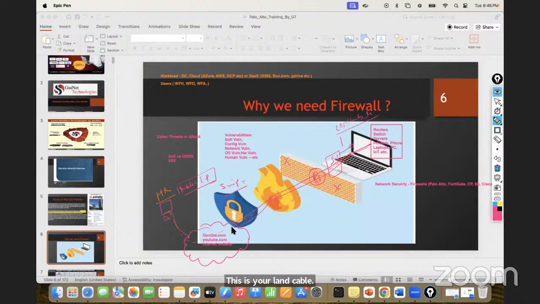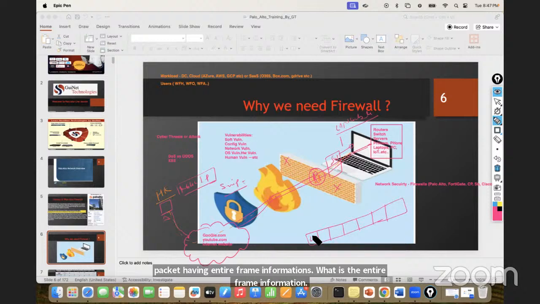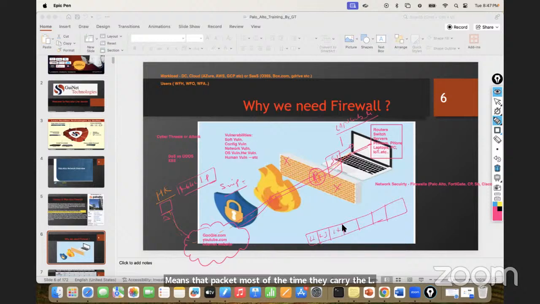So if this user wants to communicate with the internet, and I'm not going to put in any security guard, any kind of protection, then whatever communication is going back and forth via the internet link might be compromised. Maybe my system is going to be compromised, my router, my switch also. Because whenever a packet travels from any source to destination, that packet carries entire frame information. What is the entire frame information? It means the packet most of the time carries L2 information, L3 information, L4 information, L7 information, some additional information, and then finally the data, or you can say the payload.